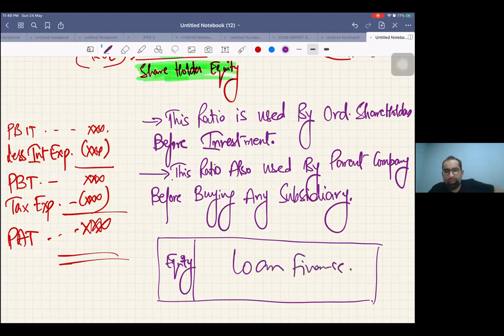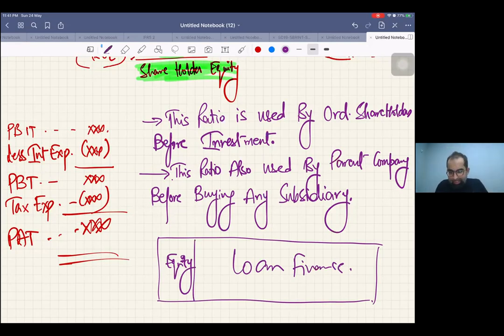For example, just for example, the total worth of the company is $10 million. The total assets worth $10 million. And out of $10 million, the owners invested only $2 million. The remaining $8 million are financed by loan finance. Okay. So now just look at me.